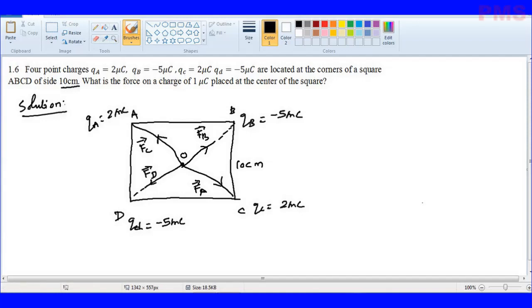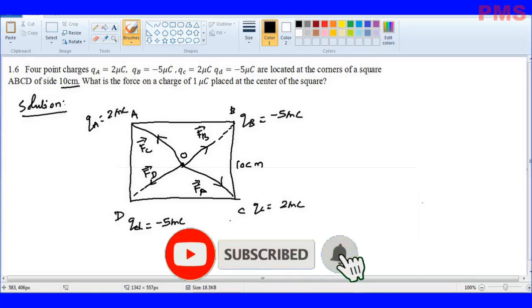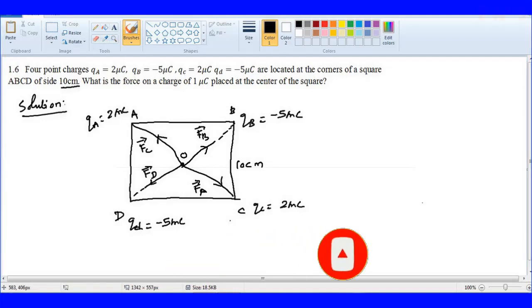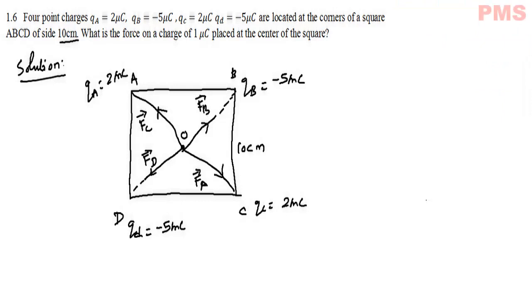So whatever force is given at the center from A to O, B to O, C to O, D to O, the forces on the charge placed at the center cancel each other out. So the net force on the charge at the center of the square is 0 Newton. We can understand easily that the forces cancel each other. A and C have equal charges, that's why the forces are automatically cancelled.